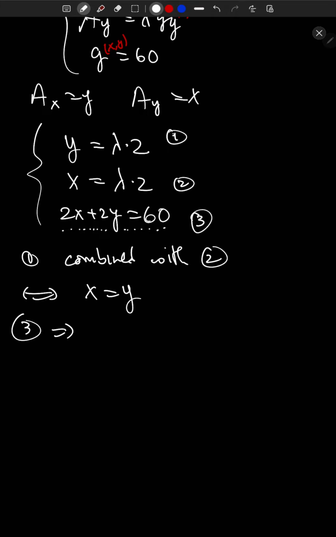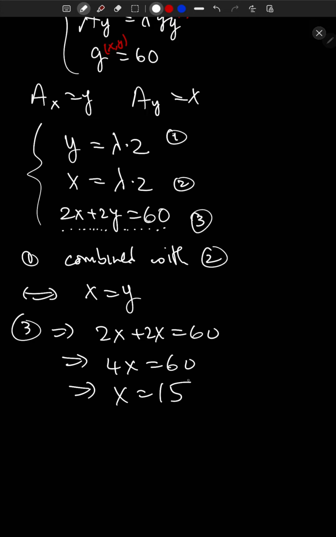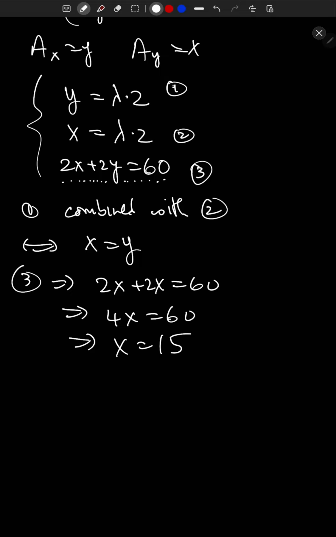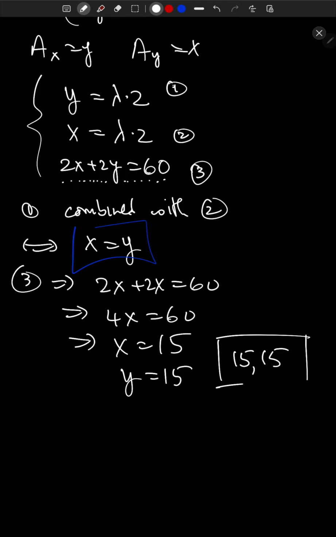So 3 tells me, because x equals y, that 2x plus 2x is equal to 60, which tells me 4x is equal to 60, which tells me x is equal to 15. And if x is equal to 15 and x had to be y, that means y is equal to 15 as well. So that gives me my candidate from the Lagrange multiplier portion of our problem, 15 comma 15.